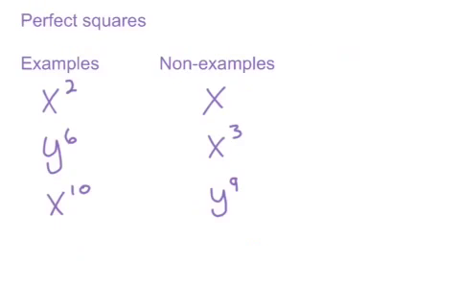Terms with variables in them can also be perfect squares. This is the case if the exponent is even. So in all our examples, see that the exponent is even: 2, 6, and 10. Even, remember, means it can be divided by 2. However, if a term does not have an even exponent, like the invisible one here, 3 or 9, it is not a perfect square. Go ahead, press pause, and copy these down.